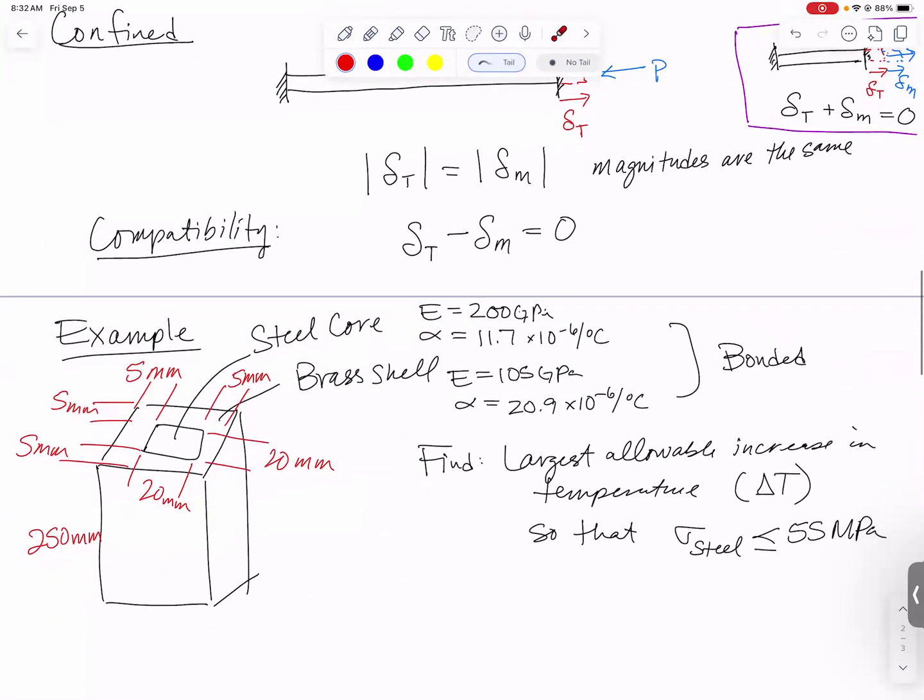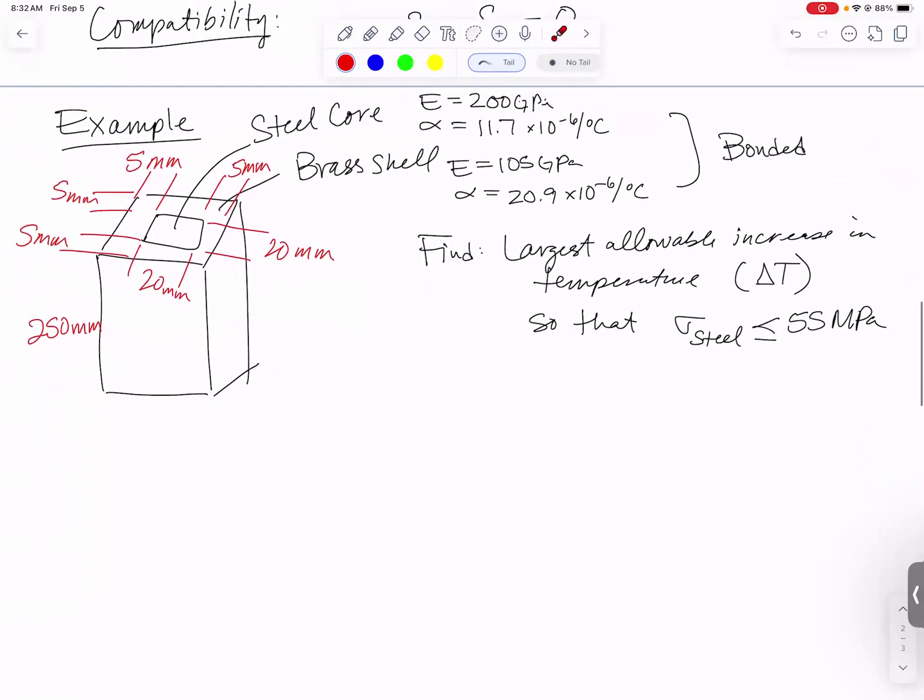Let's do a really hard example. This example is a composite bar. This part in the middle is a steel core, and it's got a brass shell around the outside. And I have some properties here. This steel has a Young's modulus of 200 gigapascals. The coefficient of thermal expansion for this steel is given, as are the material properties for the brass. And we're told they are bonded at this surface.